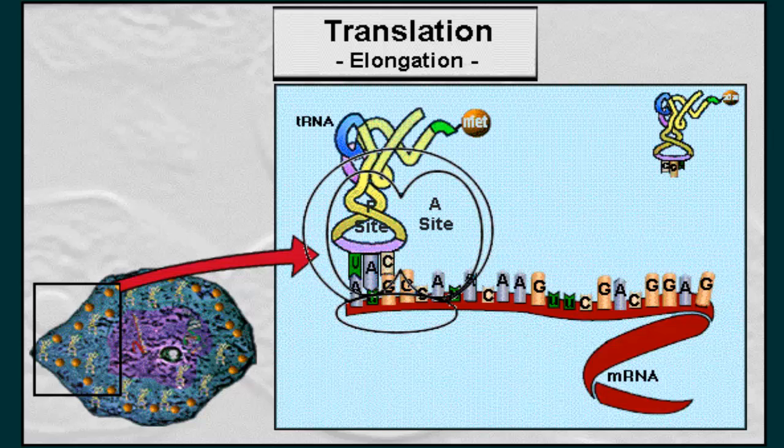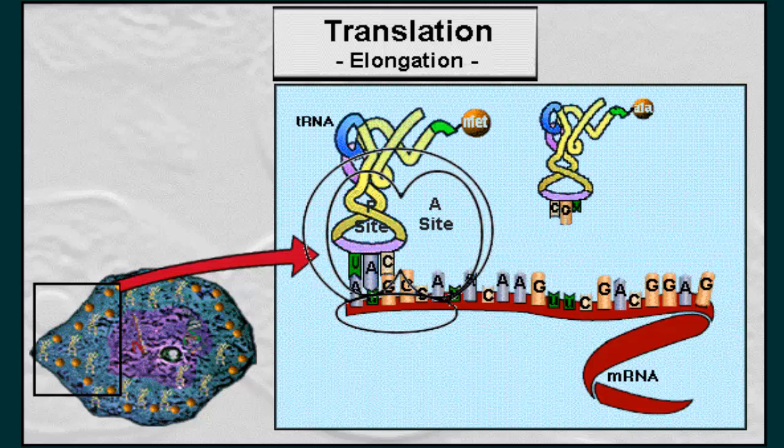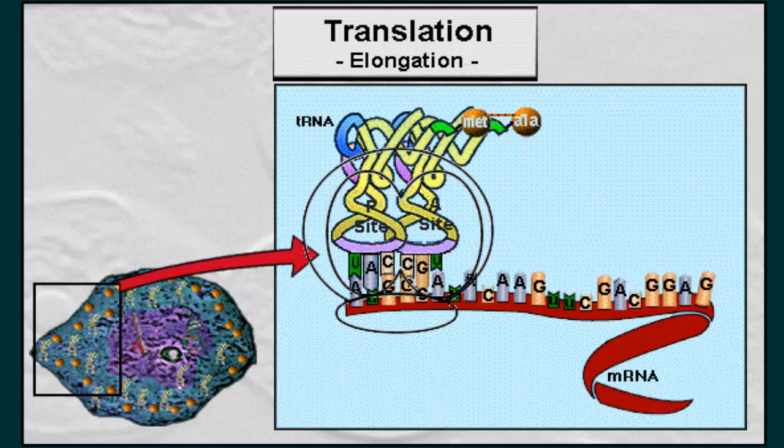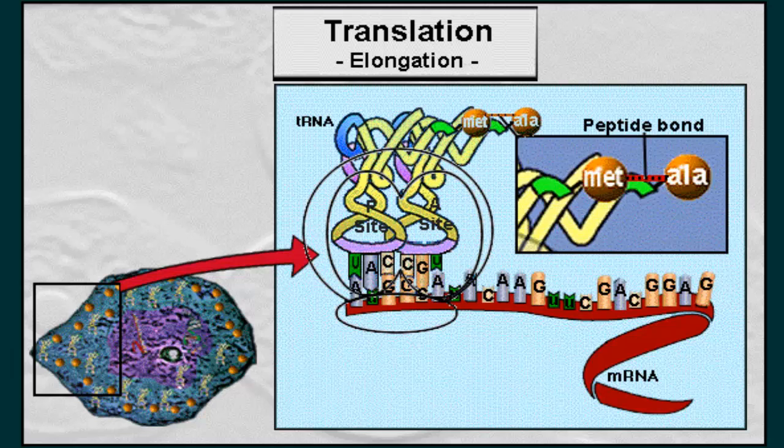Once the initiation of translation has taken place, an amino acid carrying tRNA molecule with an anticodon complementary to the next codon on the mRNA strand moves into the vacant A site. A peptide bond links the amino acid of the A site to that of the P site, forming a dipeptide.